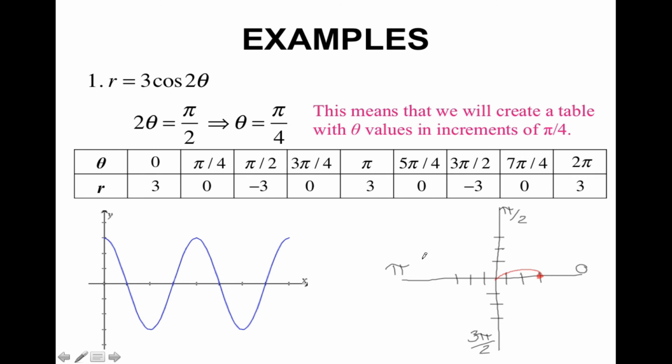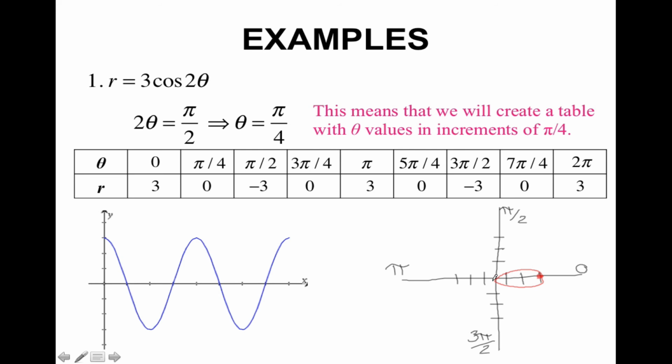Now, I'm going to go to angle pi over 4 with a radius of 0. So basically, I'm just going back to my origin. And since here I'm decreasing back down to 0, that means I'm coming back towards the 0, creating kind of like this petal looking shape.